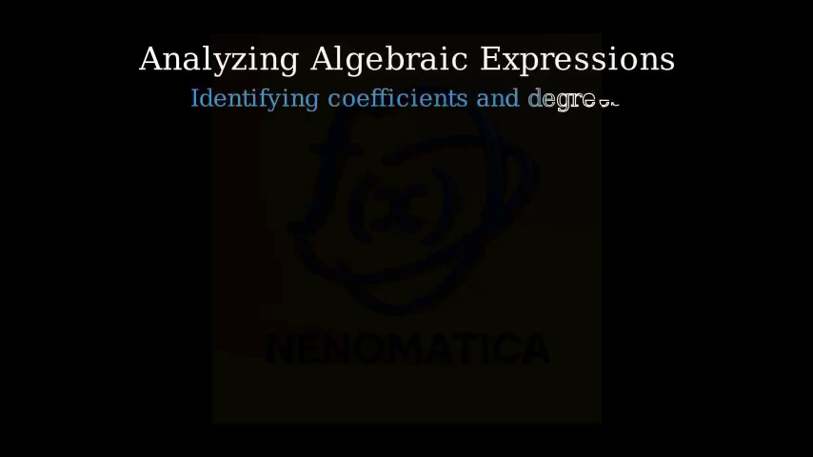Welcome to this math lesson on analyzing algebraic expressions. Today, we'll learn how to identify the type of an expression and determine the coefficient and degree of each variable. Let's dive into an example. We're given the expression 4ab squared, and we need to determine if it's a monomial, find its coefficient, and find the degree of each variable.